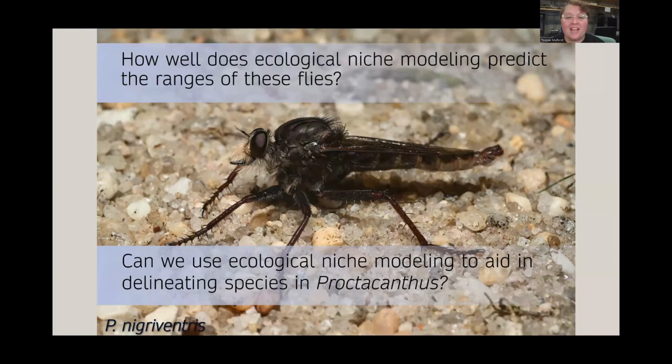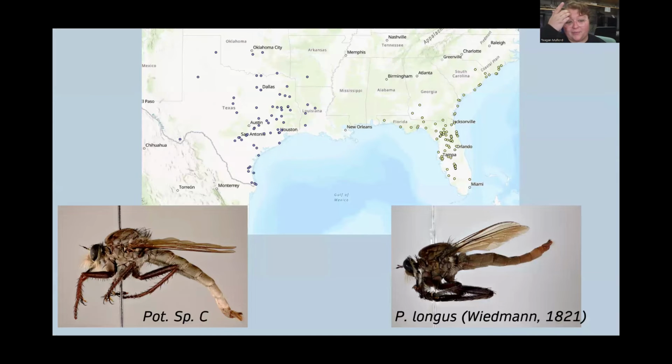And so we've kind of answered, it seems to predict the ranges of these flies quite well. And even when it seems to not, that predictive power seems to be working in our favor in regards to older literature. And then also, our second question: can we use this modeling to aid in delineating species? And so I'm going to highlight these two. We have potential species C, aptly named, and then Proctacanthus longus.